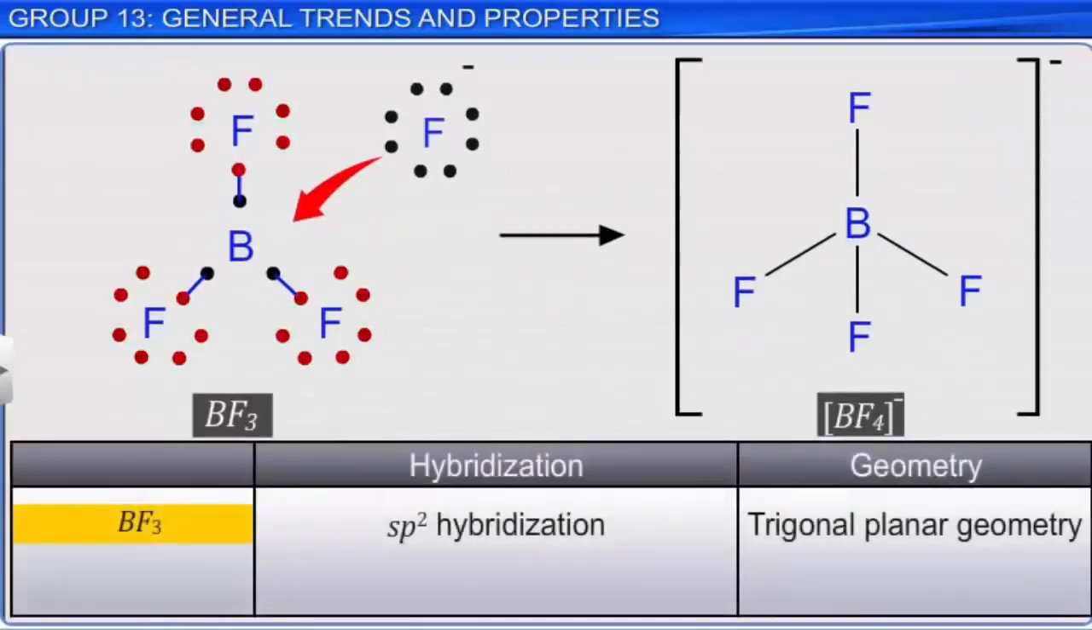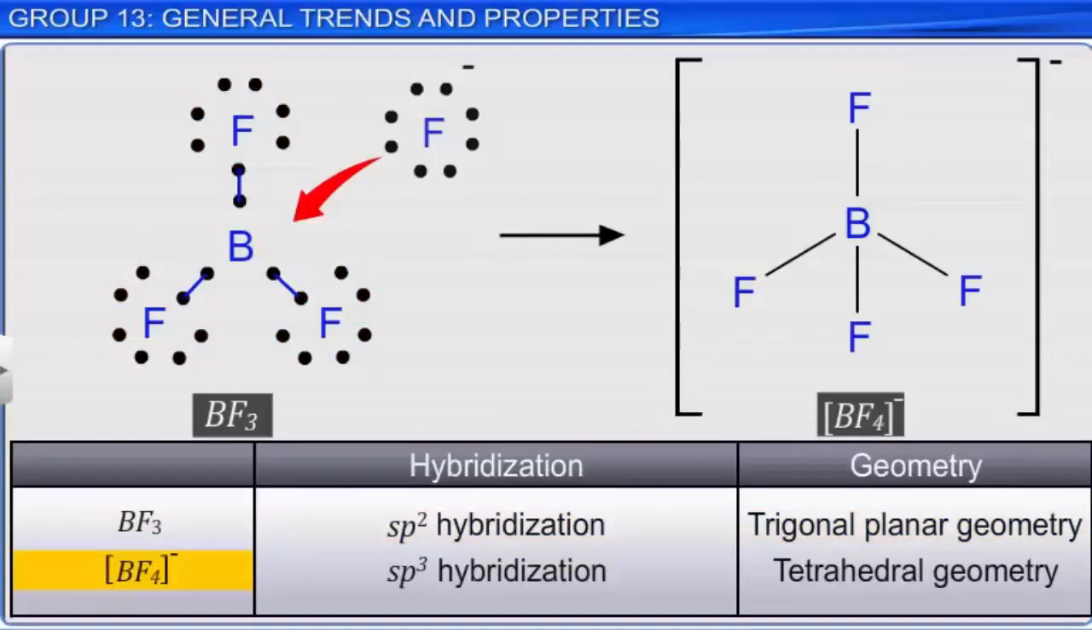BF3, with a coordination number of 3 around the central atom, displays sp2 hybridization. Its geometry is trigonal planar. In BF4 minus, there is a coordination number of 4 around the central atom. So, the hybridization is sp3. The geometry is tetrahedral.